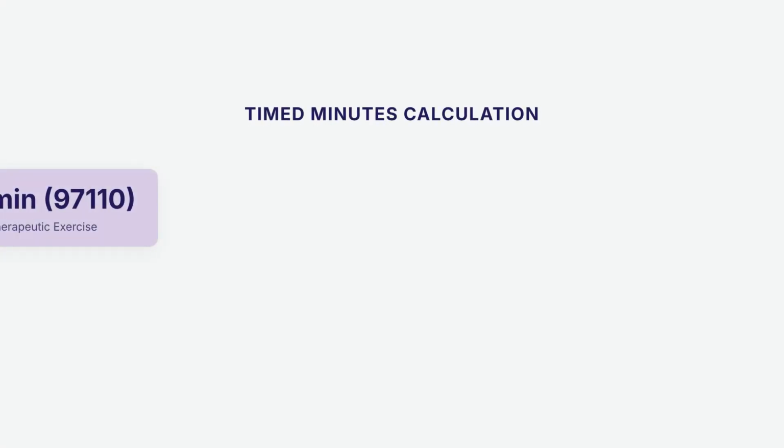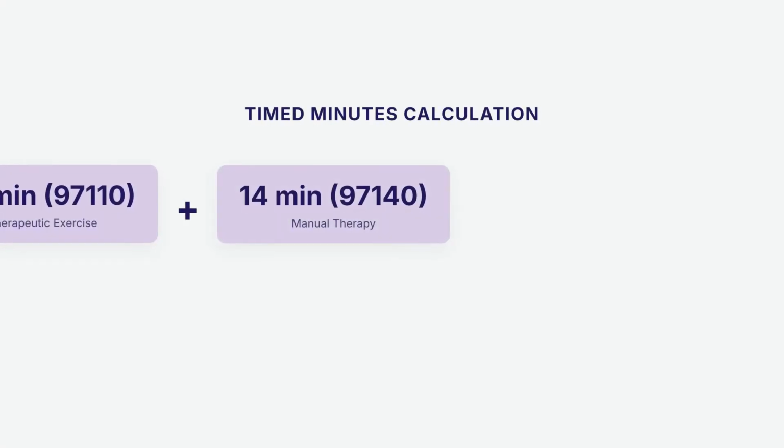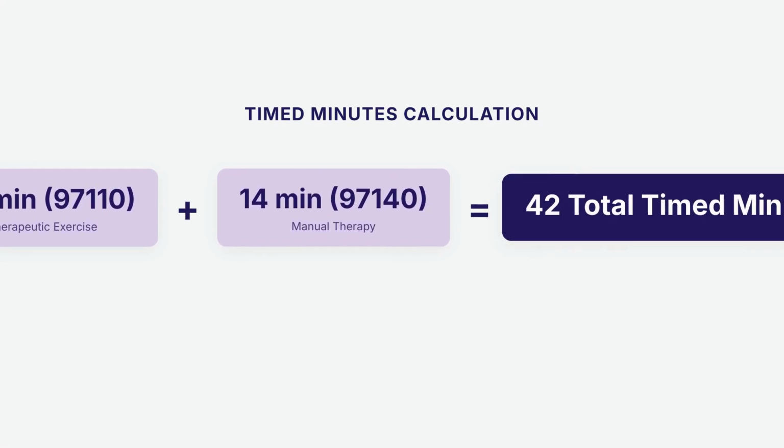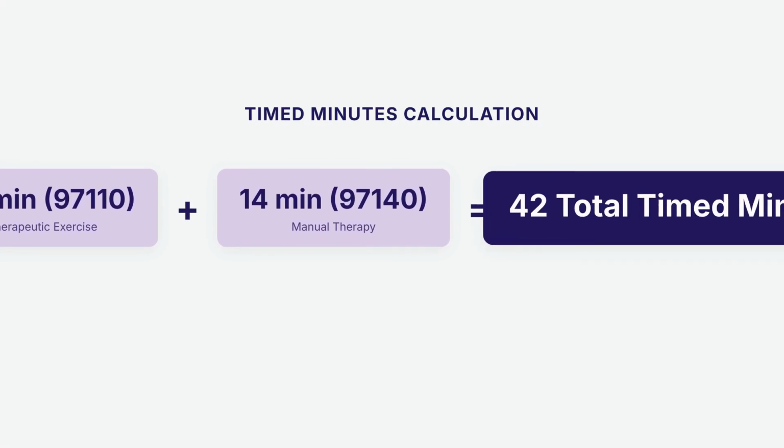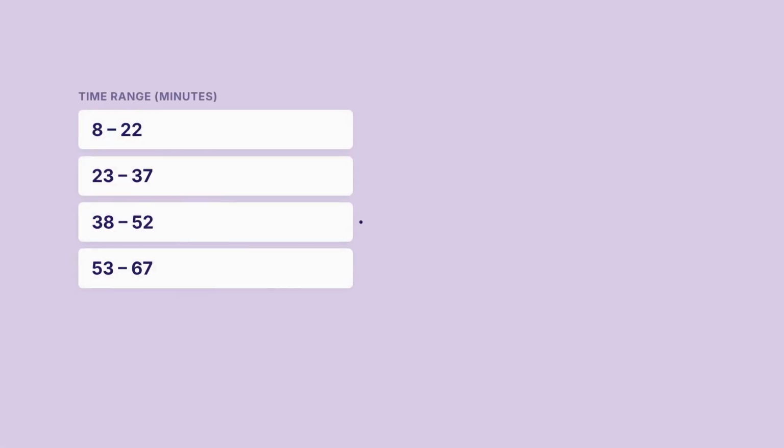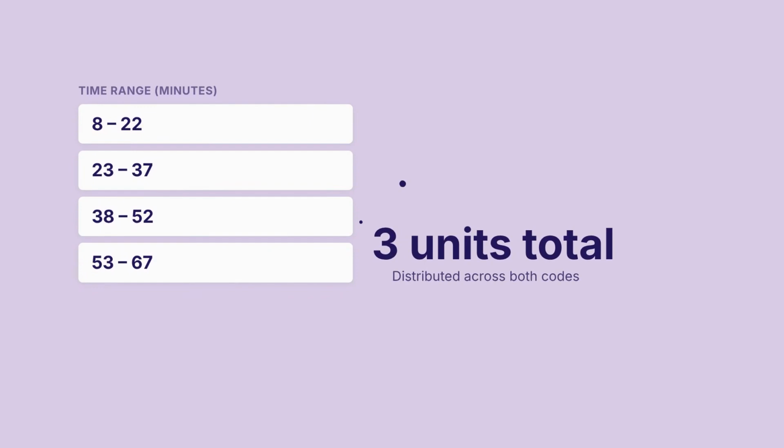Real example. A session includes 28 minutes of therapeutic exercise and 14 minutes of manual therapy. Total timed minutes, 42. That lands in the 38-52 range. Bill 3 units, distributed across both codes.